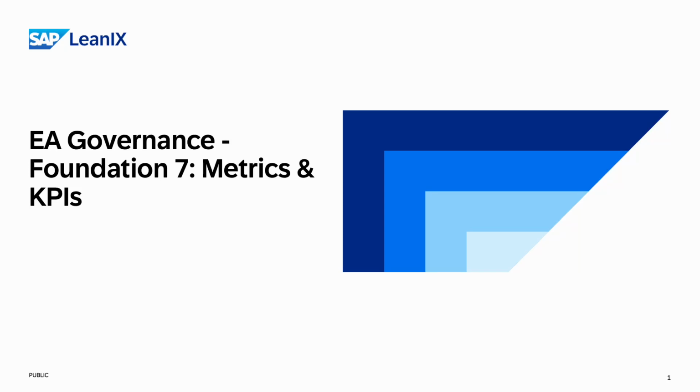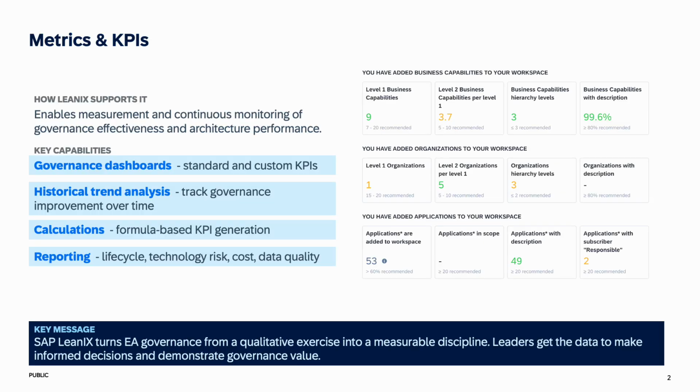In this recording, we will have a closer look into metrics and KPIs and how SAP LeanIX supports these in context of EA governance. The foundation of metrics and KPIs is supported by LeanIX through multiple capabilities. If we start from a broader perspective, we can build governance dashboards in order to always oversee the current situation of our inventory. So we can leverage here standard KPIs, but also custom KPIs.